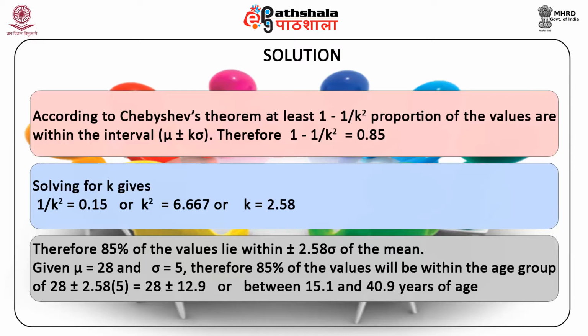Given mu is equal to 28 and sigma is equal to 5, therefore 85% of the values will be within the age group of 28 plus minus 2.58 into 5 is equal to 28 plus minus 12.9 or between 15.1 and 40.9 years of age.